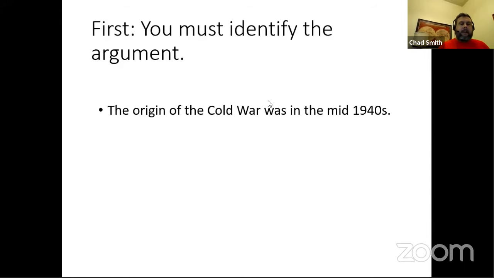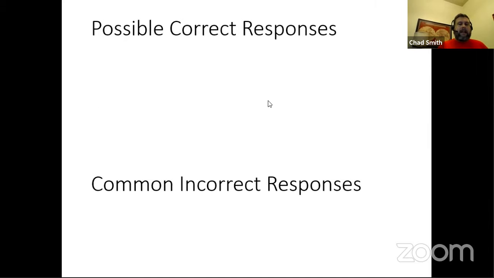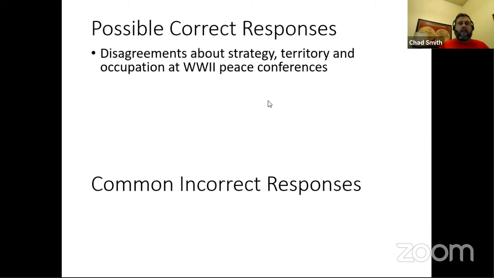Well, in this document, the author says that the origin of the Cold War is in the mid-1940s. That means we're looking for evidence that supports the idea that the origin of the Cold War, or the rivalry between the two states, is rooted in the 1940s. One potential way to answer this question is to talk about various disagreements between the Soviet Union and the United States that took place at World War II peace conferences. You may remember discussing the peace conference of Yalta, the Yalta Conference, or the Tehran Conference.